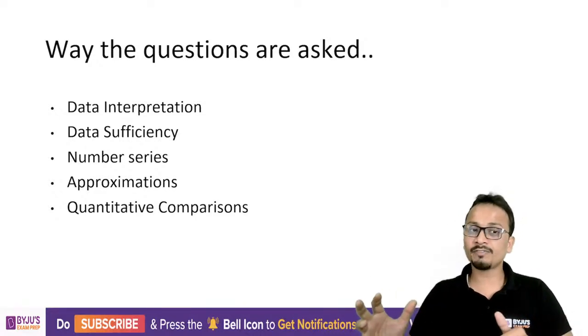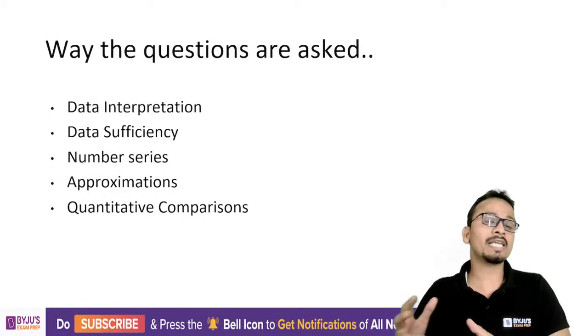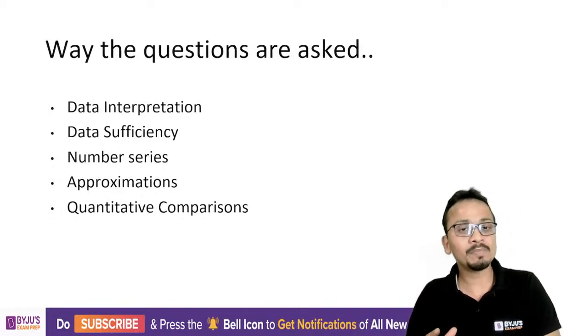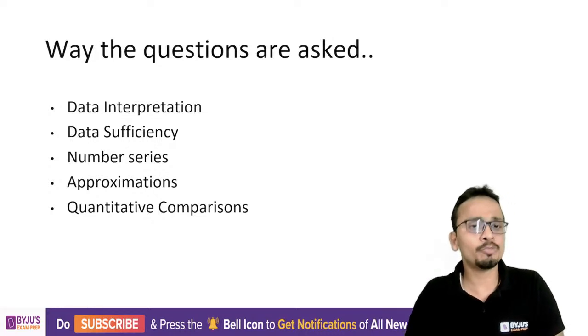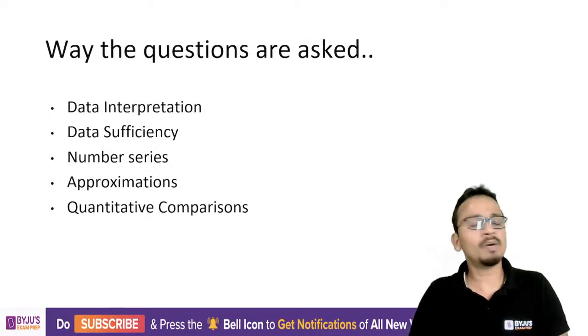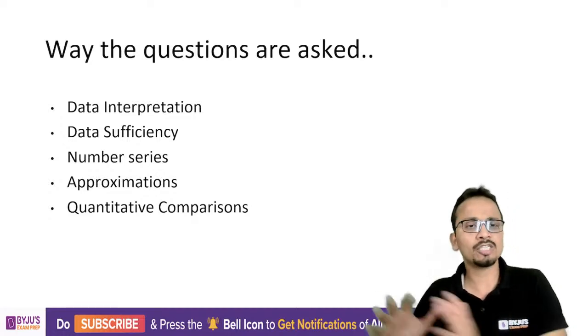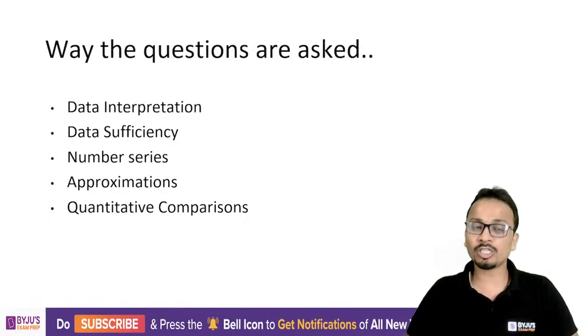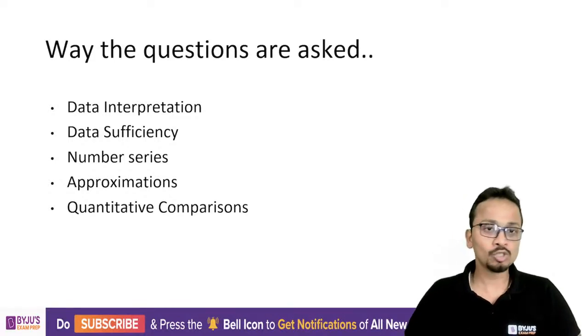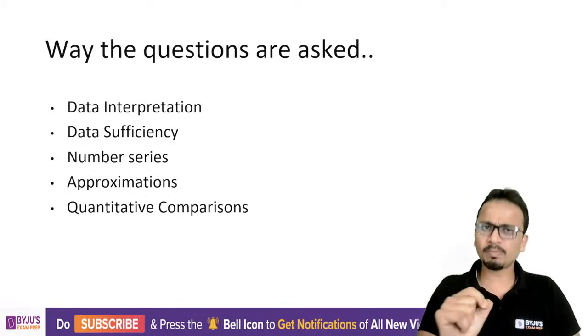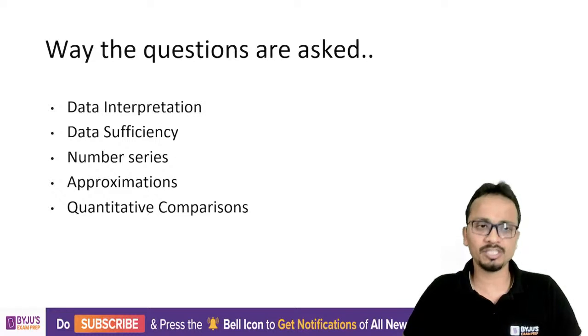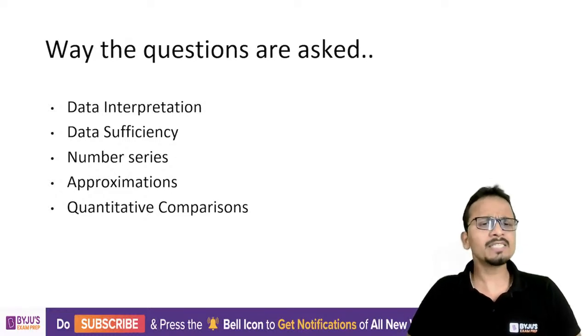A question of data sufficiency can be made on ratios, time, speed, distance, geometry, modern maths, permutation, combination, or number systems. It can come from any of these topics, but the way the question is asked is a little different. So you must practice this particular type of question called data sufficiency. All right. Next is number series.